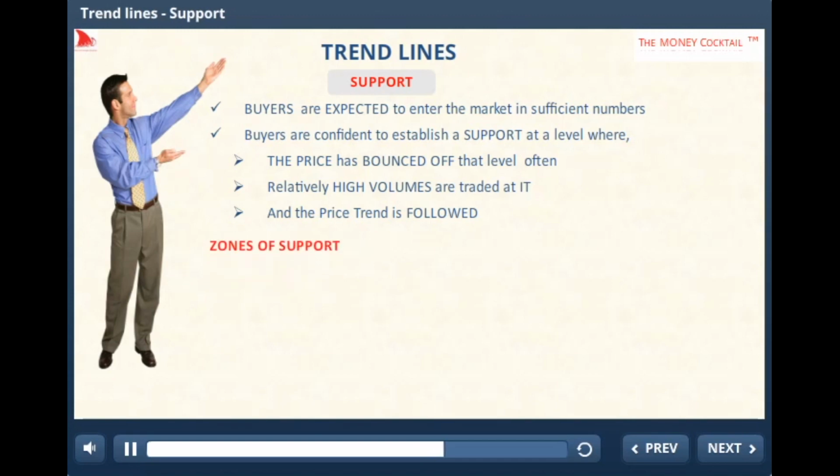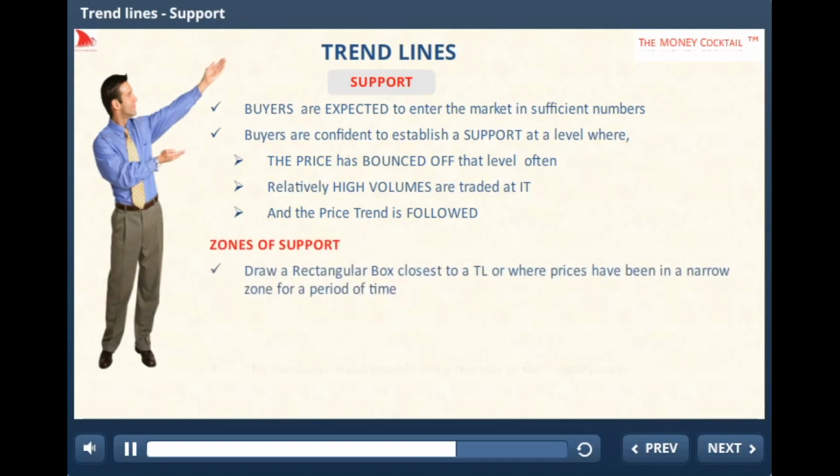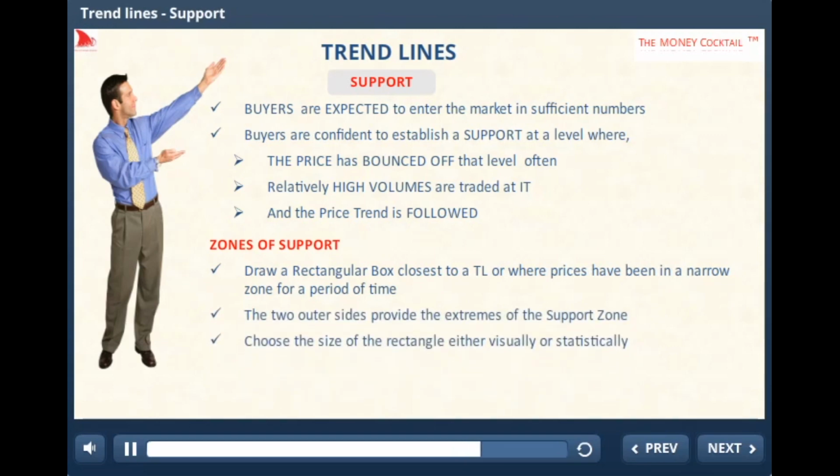To draw a zone of support, draw a rectangular box closest to a trend line or where prices have been in a narrow zone for a period of time. The two outer sides provide the extremes of the support zone. Choose the size of the rectangle either visually or statistically. Press the 3 buttons below to watch demo videos.